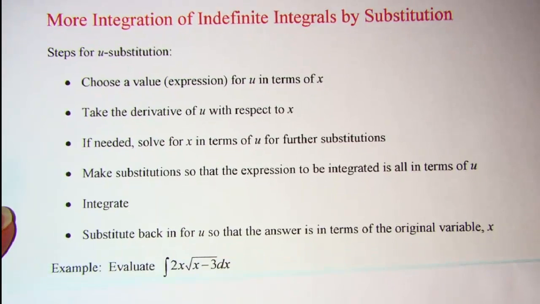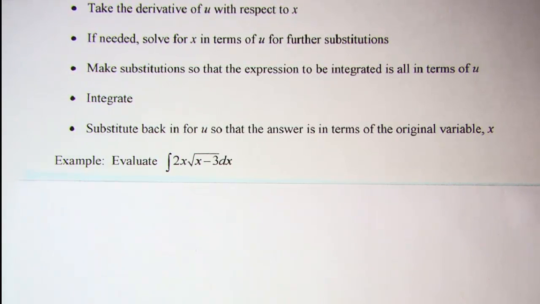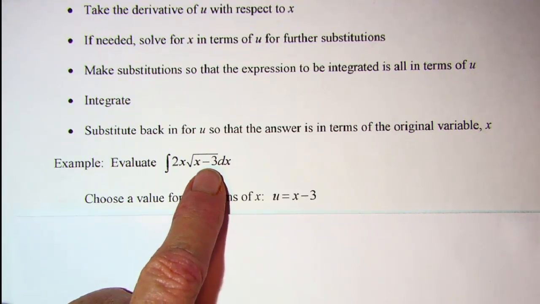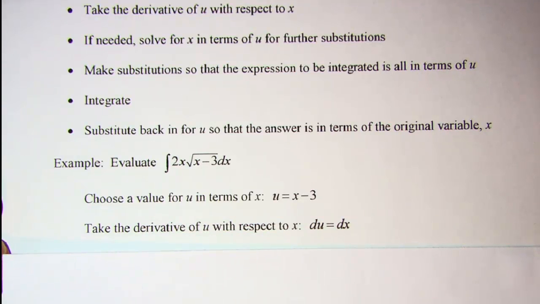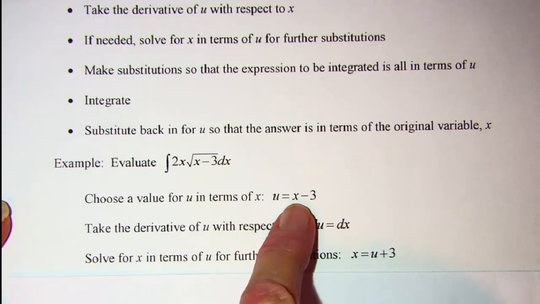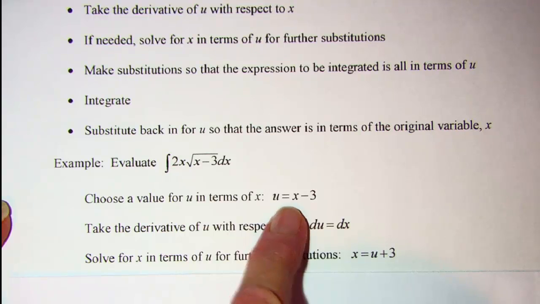Our first example is to evaluate the indefinite integral 2x times the square root of x minus 3 times dx. Our first step is to choose a value for u in terms of x. We'll use x minus 3. Then we take the derivative of that equation, so we get du is equal to dx. And then that new step, solve for x in terms of u to make further substitutions. So now we have this equation, we solve for x and we get x equals u plus 3.